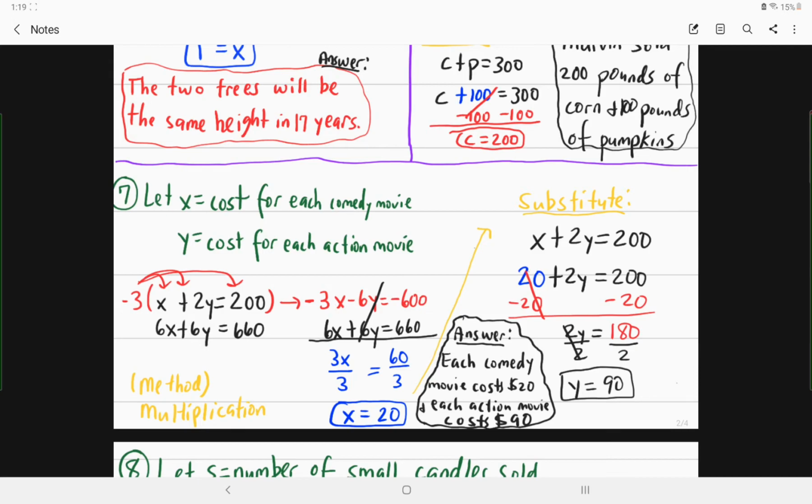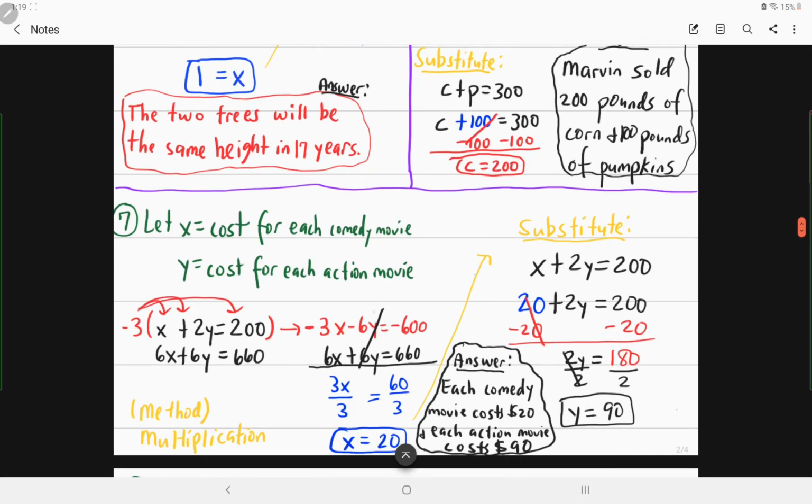Again, you have different options for what you want to do. And I chose, if you look in yellow, the multiplication method, just because I wanted to get rid of the y's. So if you look over here, it's negative 6y plus 6y, that cancels. And we get 3x equals 60. We divide, and we get x is 20. So that means each comedy movie costs $20.